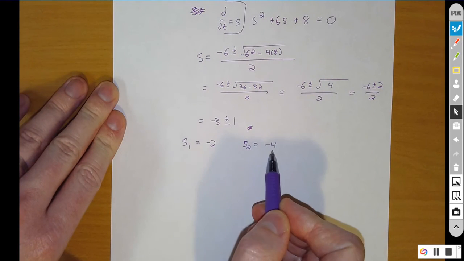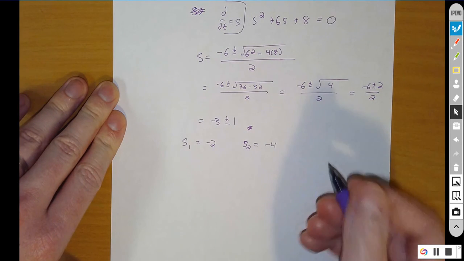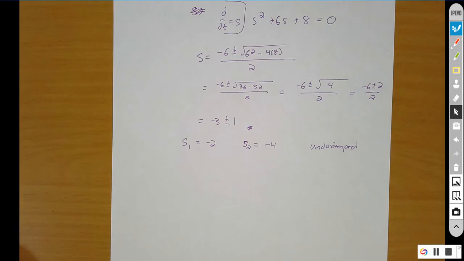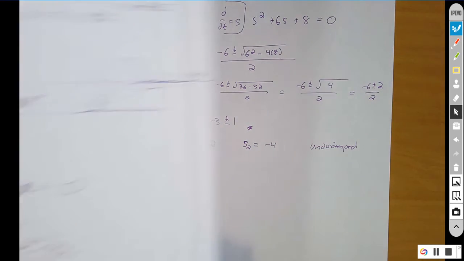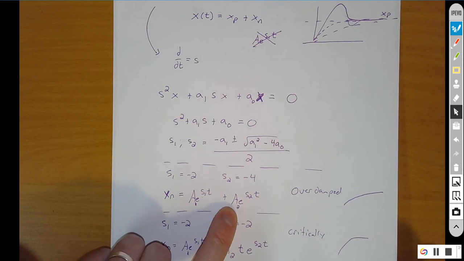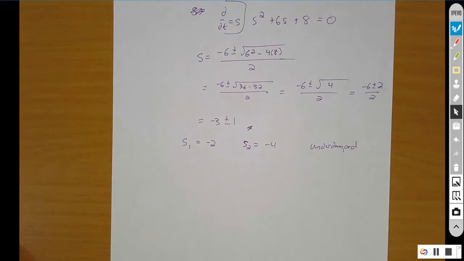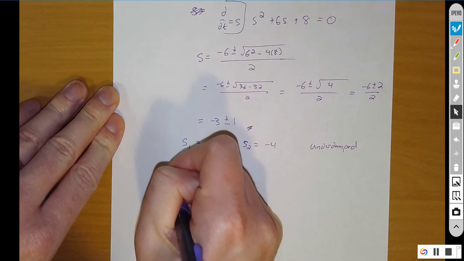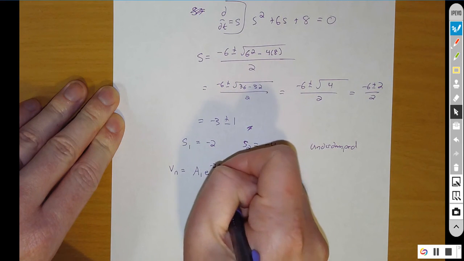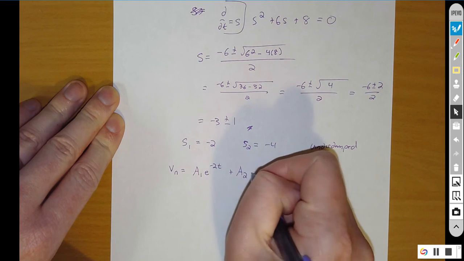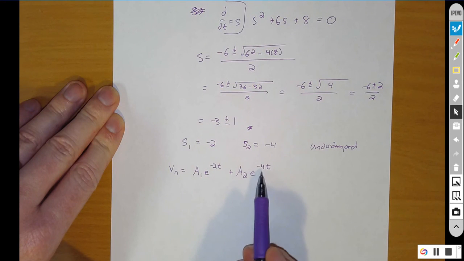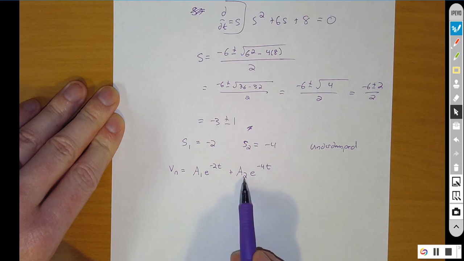So these are both real and both distinct, which means that we are overdamped. We're going to use the form that looks like what you've seen before, A1 e to the s1 t plus A2 e to the s2 t. It looks just like what you've seen before, except there are 2 roots instead of 1 root. So our v natural will be A1 e to the negative 2t plus A2 e to the negative 4t. All that would happen if you flipped these is this would be negative 4 and this would be negative 2. You'd find the right constant that goes with that.